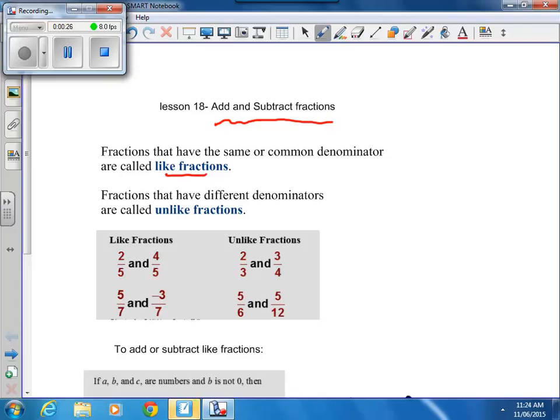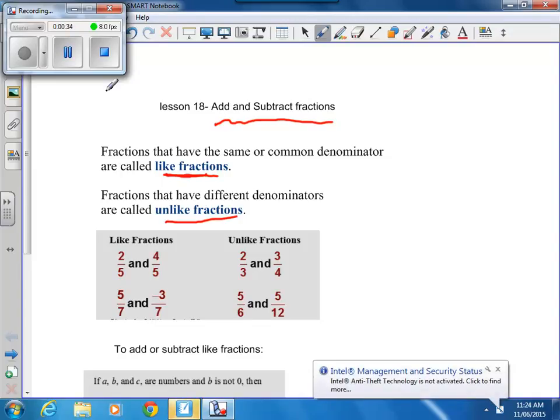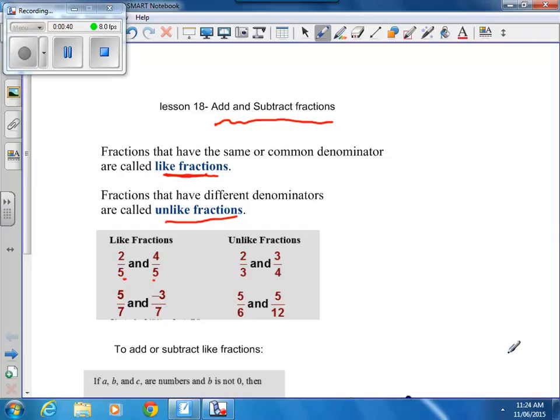Fractions that have the same or common denominator are called like fractions, and fractions that have different denominators we will call unlike fractions. So, for example, 2/5 and 4/5, we call those like fractions, same denominator, right? And 5/7 and -3/7, like fractions. Unlike fractions, 2/3 and 3/4, because of different denominators. 5/6 and 5/12, different denominators.